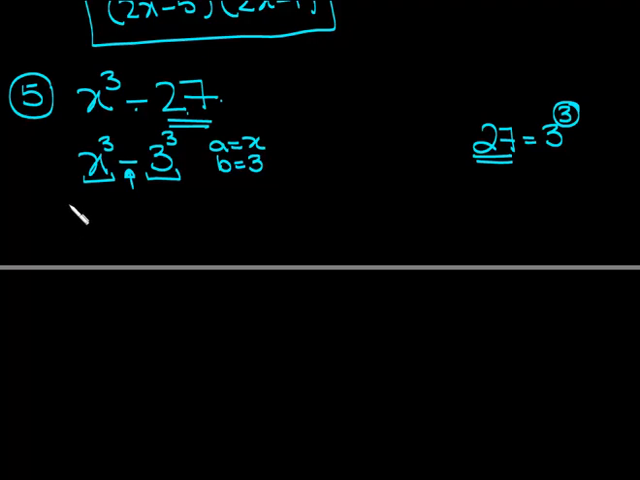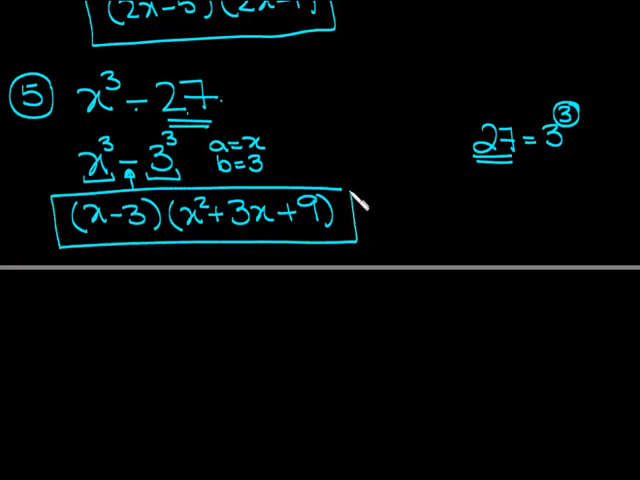According to the formula, I get a minus b, so we get x minus 3 times a squared. What is x squared? It's just x squared. Plus a times b, so you just multiply these, so you get 3x. Plus b squared. 3 squared is 9, and there's your answer. Okay, so that's an example of difference of two cubes.